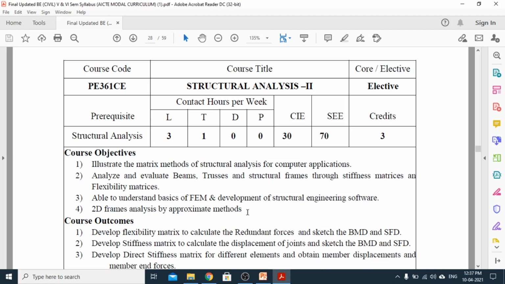In Structural Analysis 1, we have seen different methods, isn't it? We have seen slope deflection method, moment distribution method. Then we came across Kani's method. Then we went for the moving loads, isn't it?